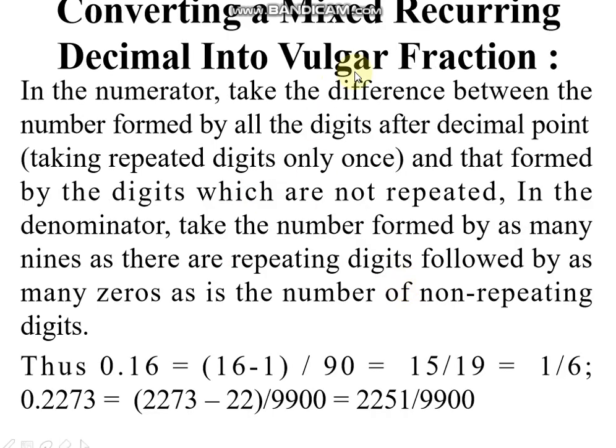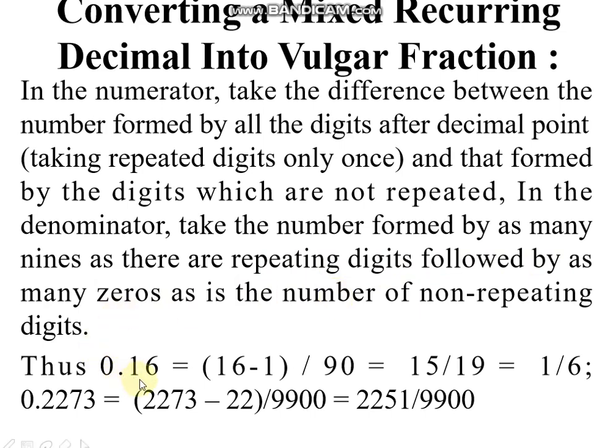Okay, so next, converting a mixed recurring decimal into a vulgar fraction, how can we convert? In the numerator, take the difference between the number formed by all the digits after the decimal point, taking the repeated digits only once, and that formed by the digits which are not repeated. In the denominator, take the number formed by as many nines as there are repeating digits, followed by as many zeros as is the number of non-repeating digits.